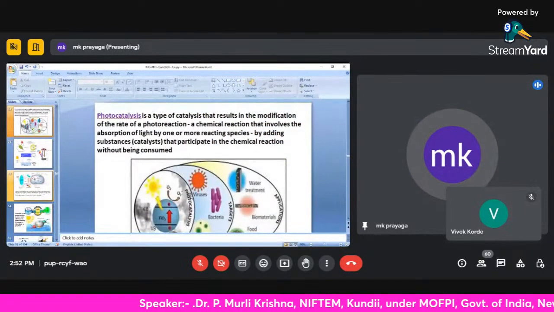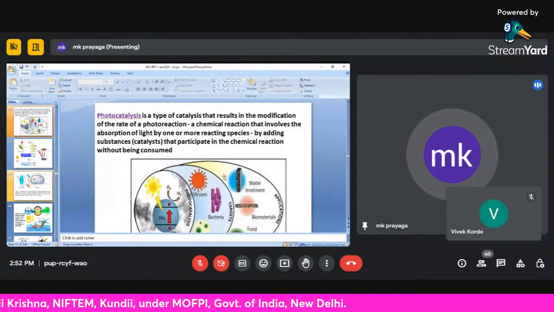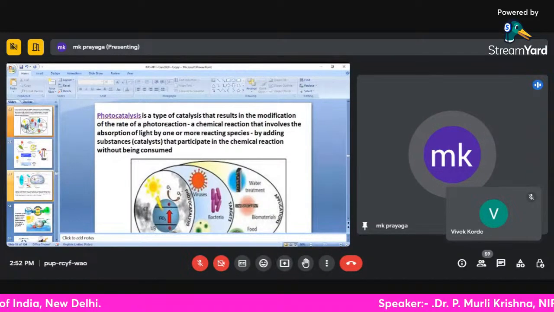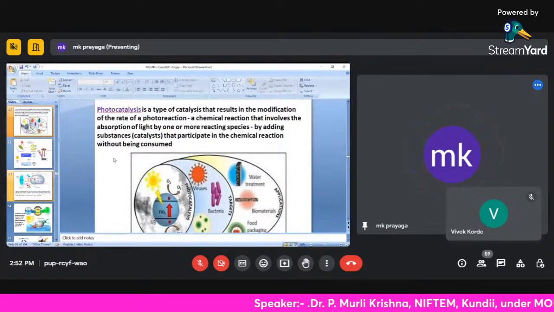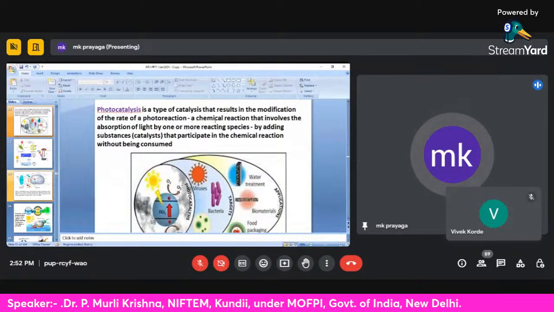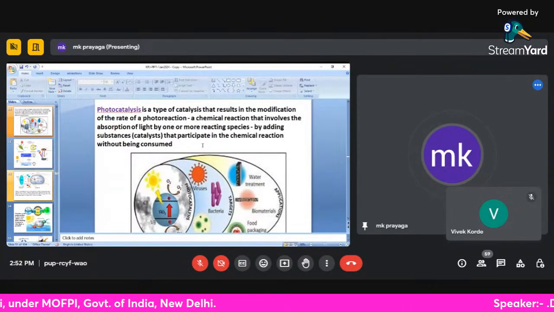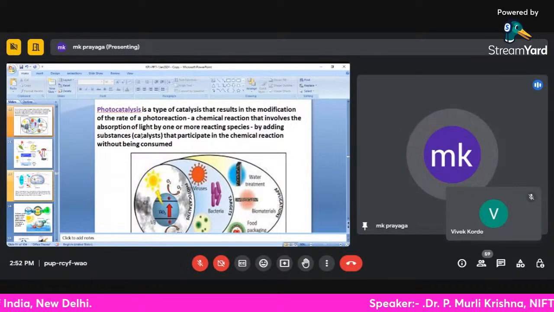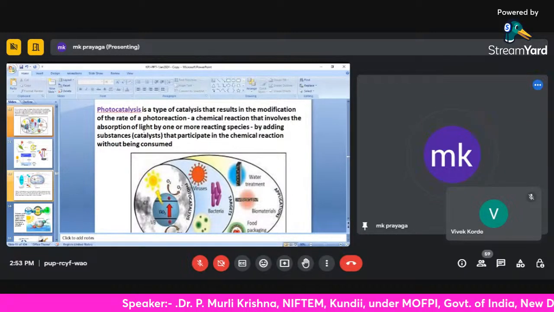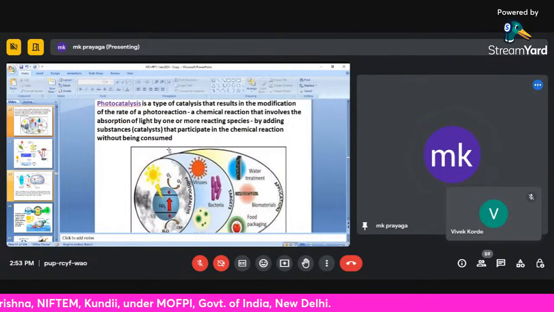So after that medical, another big area, even the government is talking about, is hydrogen storage and solar energy. These are advanced materials which are very much required in photocatalysis. So what does photocatalysis mean? This is the rate of a photoreaction or chemical reaction that involves absorption of light by one or more reaction species. Majorly, by adding a catalyst substance, the chemical reactions proceed without the catalyst being consumed. This is photocatalysis, where oxidation and reduction reactions take place.